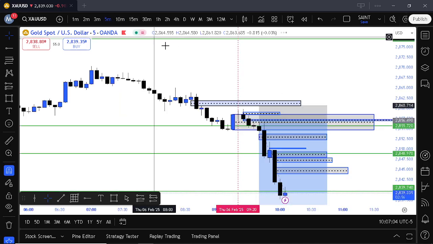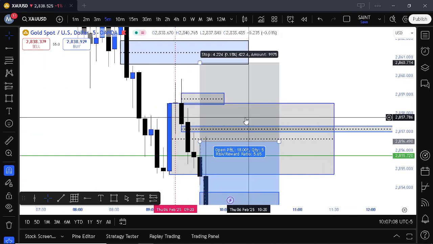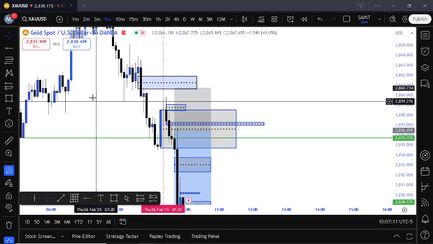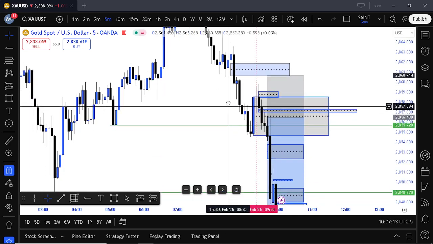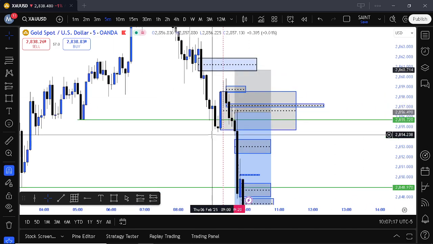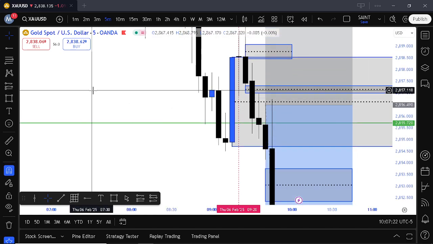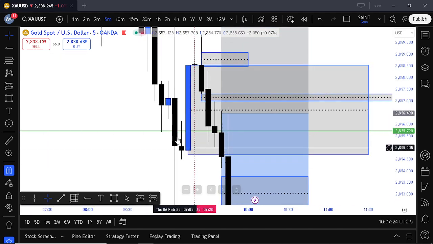I went onto my 5 minute chart and let's just look at how I took this trade today. So on my 5 minute chart, I saw that we're in a downtrend as well. I saw that we had this low right over here and it got swept out. And once it got swept, I saw that price created this order block right here.